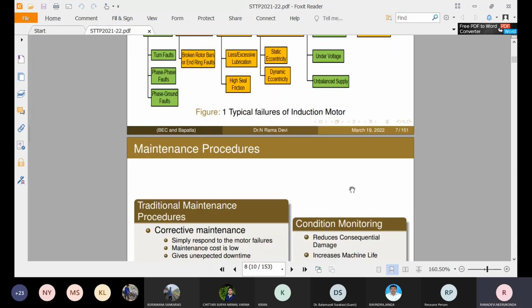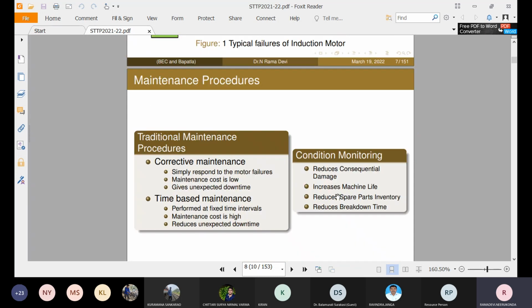Coming to the industry requirements, in any industry, basically the people require certain maintenance. The maintenance procedures followed in industry are of three types. One is corrective maintenance, the second one is time-based maintenance, and the third one is condition monitoring.